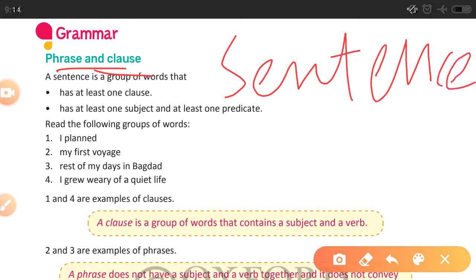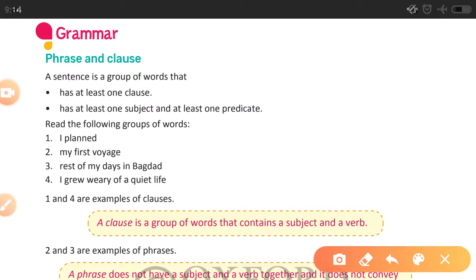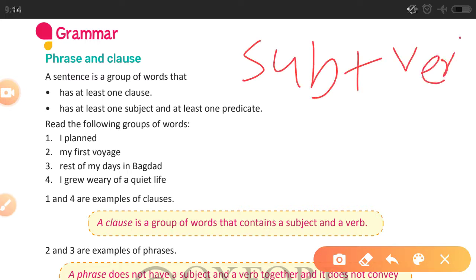Okay. So what do you mean by a sentence? A sentence is a group of words which makes a complete sense. Now, a sentence is a group of words that has at least one clause. So what is clause? Clause is very simple. A clause contains a subject and a verb. Clear?